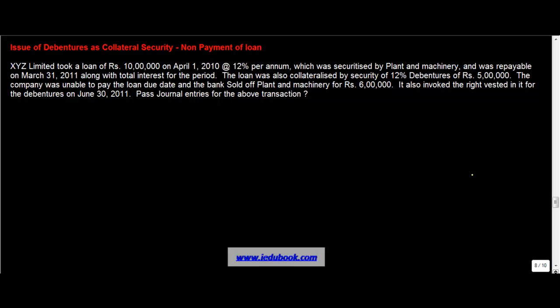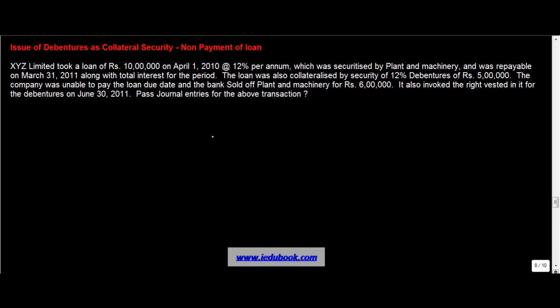So let's see what happens if you issue debentures as a collateral and the company is unable to meet its obligation for the interest or loan, and the bank invokes its right in the debentures. So let's see this particular case which deals with this aspect.